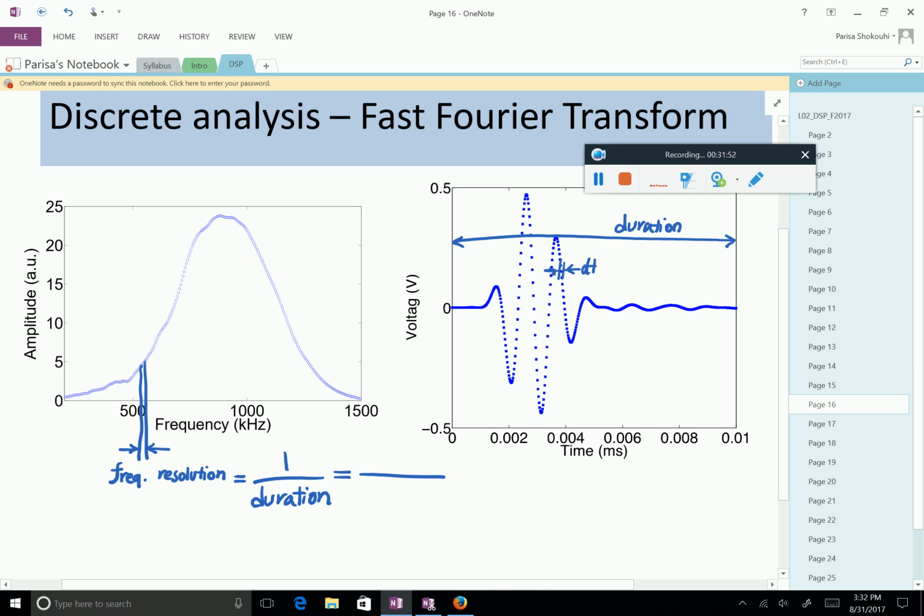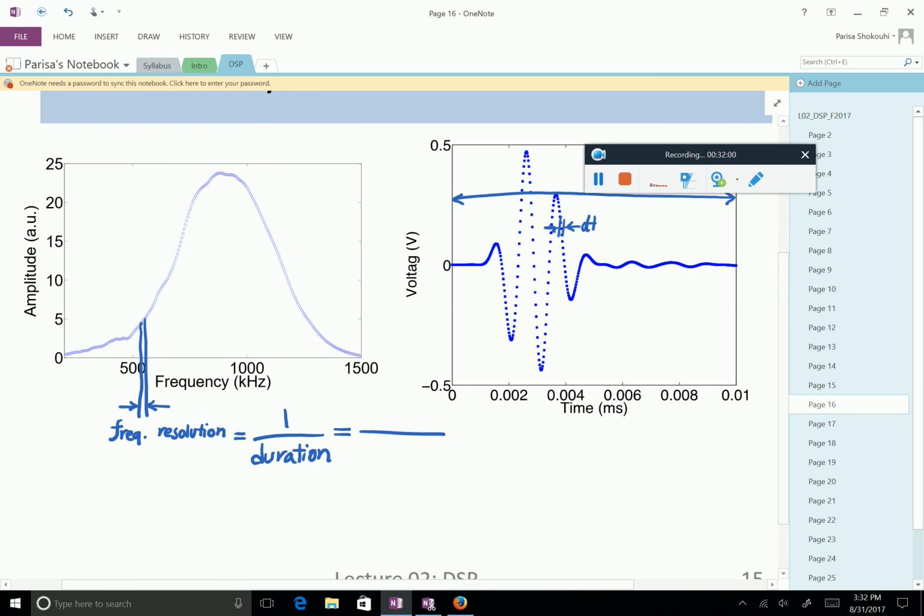Now remember, in the previous slide, we talked about duration. If you substitute, you get the frequency resolution, which is very important. You can write it like that. It's just the number of samples minus 1 times dt. Don't be confused: sometimes, if the number of samples is very large, you may see that people approximate that with just fs over nt. It's fine.